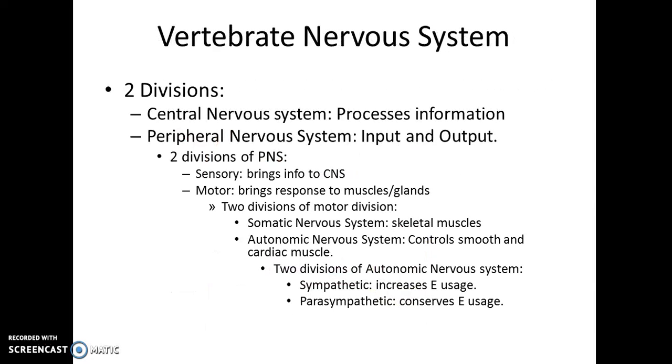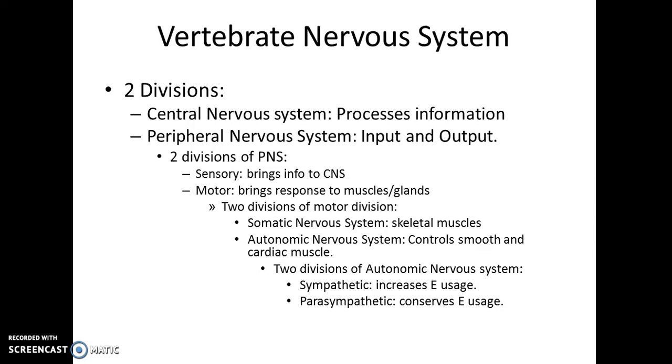In vertebrates, and we are vertebrates, we now have two divisions: a central nervous system, which processes all the information, makes sense of the sense, and a peripheral nervous system, which is our input and output. Now, there are two divisions of the peripheral nervous system. We have sensory, which brings all the information to your central nervous system, and the motor division, which allows you to respond to your sense.